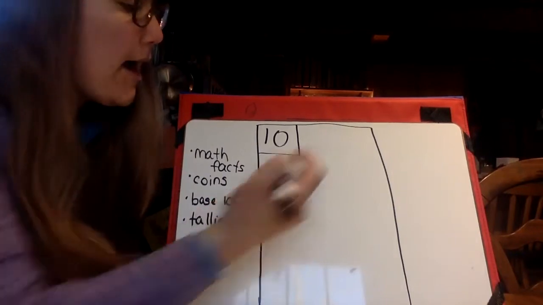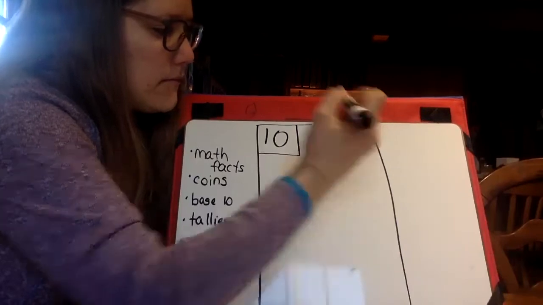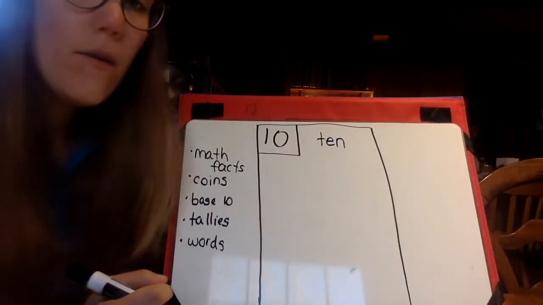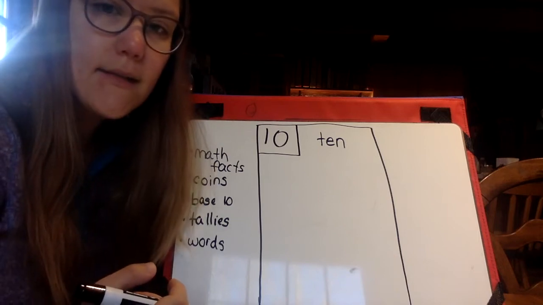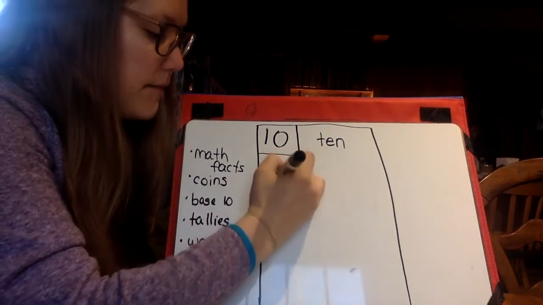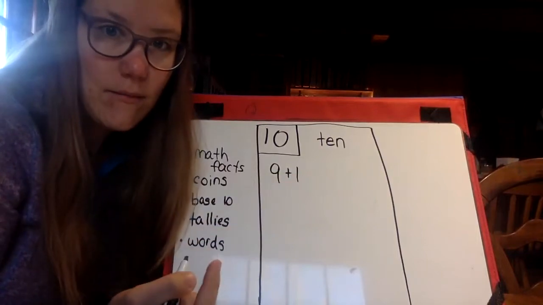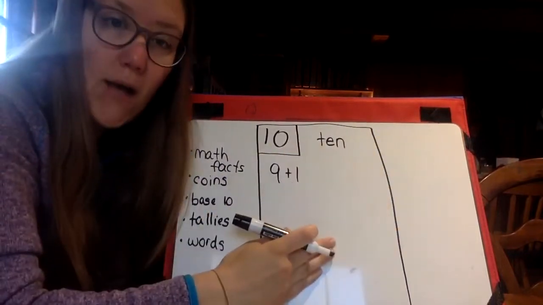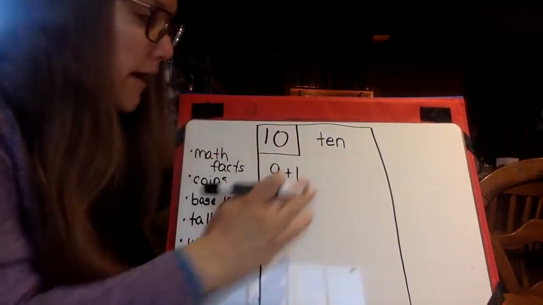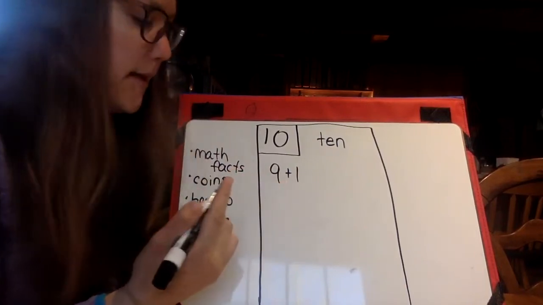So I can spell 10. All right, that's one way. Oh, I remember that we have a lot of combinations of 10. So I know that 9 plus 1 equals 10. Now I don't need to put equals 10 there, right? Because every single thing in this box is the same as 10. It equals 10. So I don't need to add equals 10.